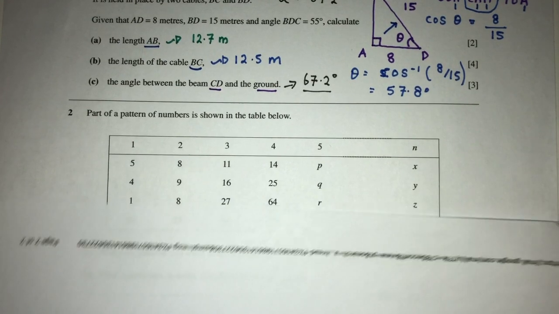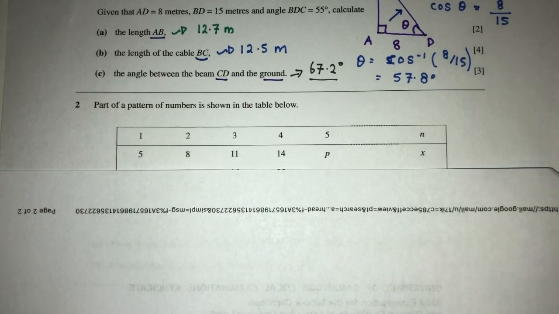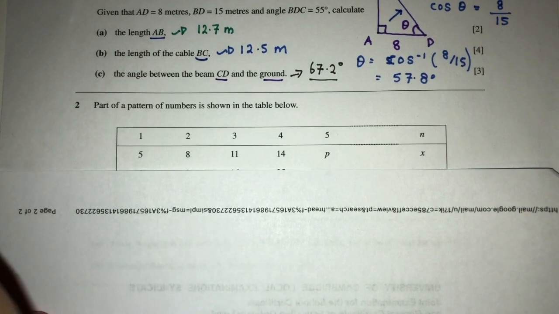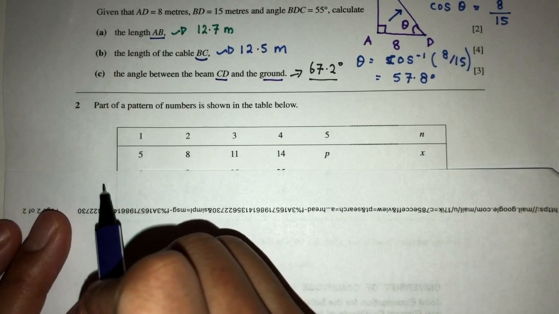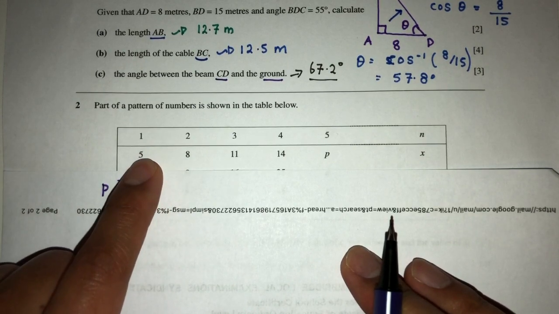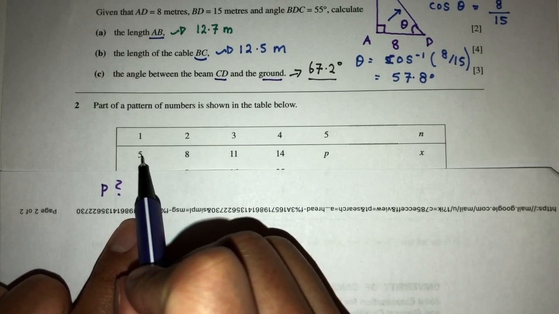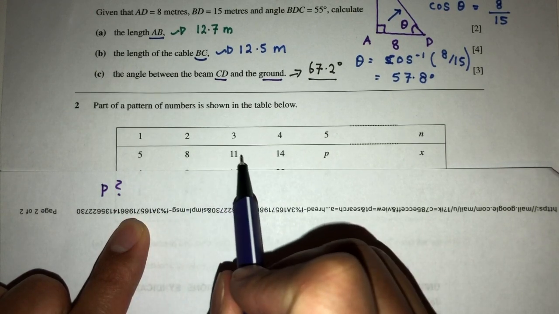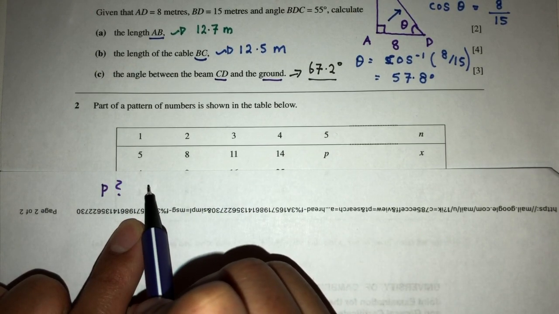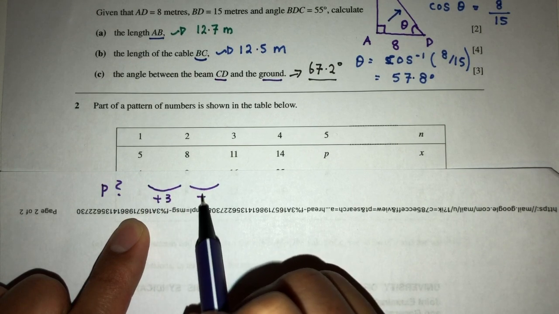So let me try to do this here. Let's first try to find the value of P. So let's begin with P right here. What is P? If you observe, for the first term, my value is 5. As you can see, for each consequent term, every time it is increasing by the value of 3.